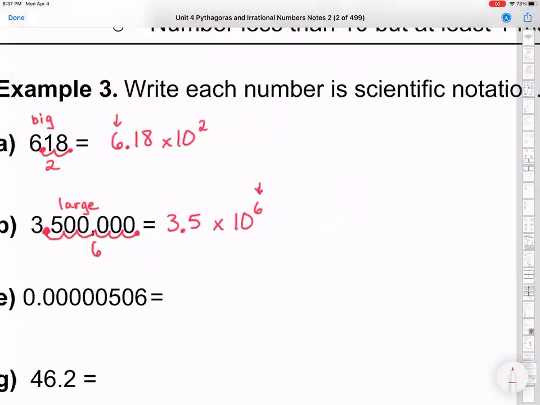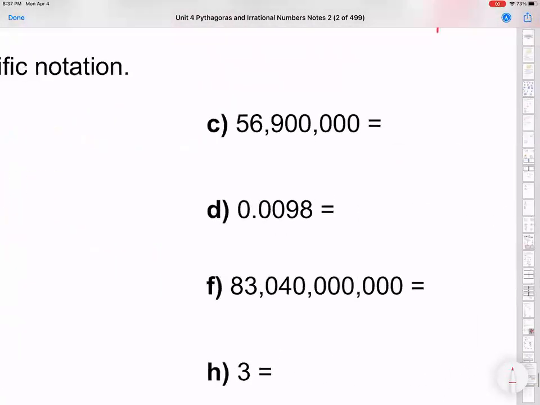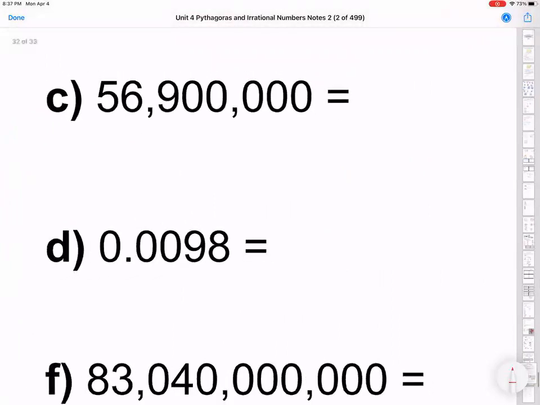Now let's take a look over at C. Very similar. We have 56,900,000. We're again starting with a really, really large number, and our decimal place is here at the end. Now again, I need this number to be in between 1 and 10, so I'm going to move my decimal over 1, 2, 3, 4, 5, 6. And I have to go one more, 7 times.